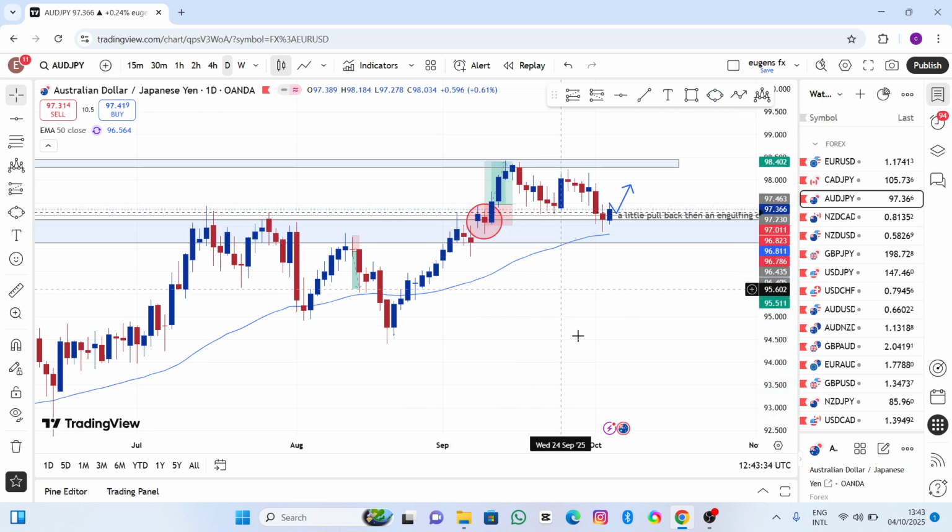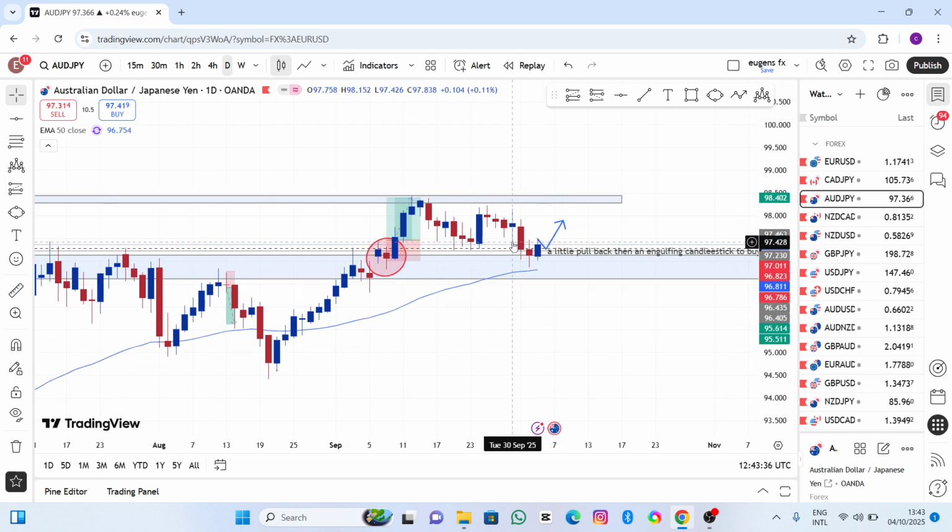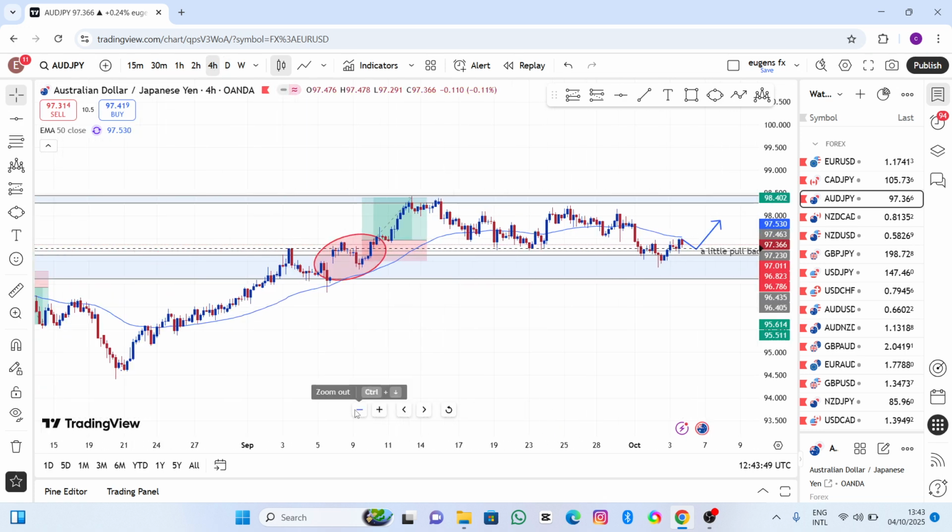So now we are actually at the area of interest. We are having an engulfing candlestick here. You can see it engulfed the last candlestick. So it's a kind of reversal: bearish engulfing, doji, then engulfing. So we have 2 time frames now, bullish, right? Now the 4 hour.